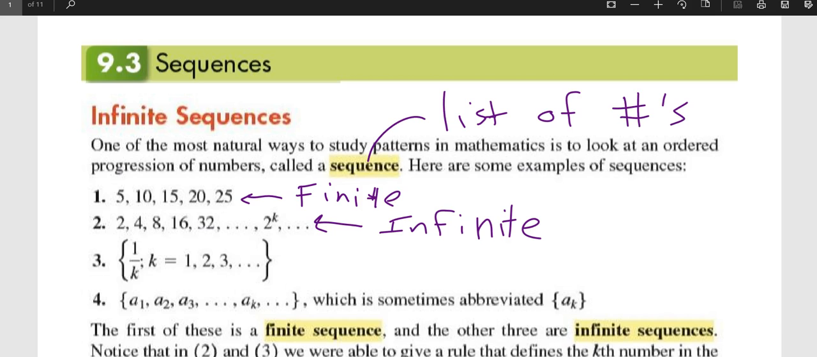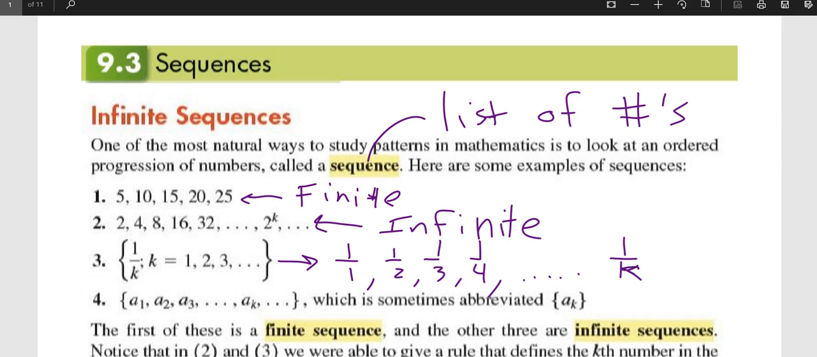Now, sometimes those numbers have a pattern that we can find, and sometimes they don't. Obviously, you can see that the pattern for number 1 there is adding 5 every time, or you can say it's a multiple of 5, whereas the second one is a power of 2. Obviously, the third one is going to be things like 1 over 1, 1 over 2, 1 over 3, 1 over 4, and it's going to continue on and forever and ever and ever using that pattern 1 over k.